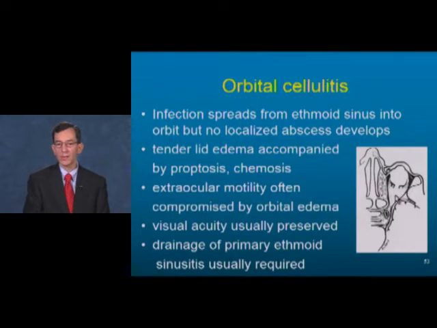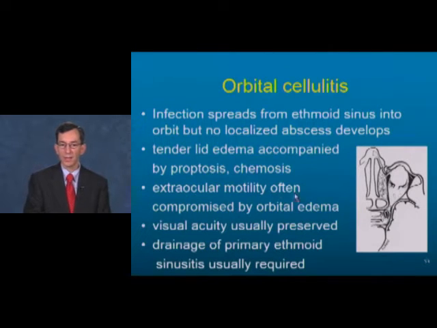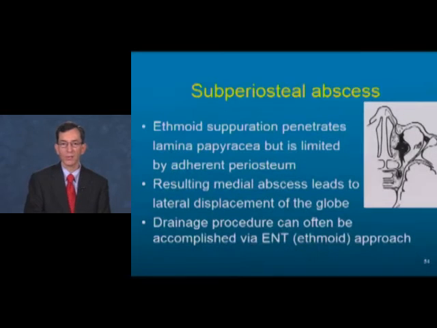And so even though visual acuity is preserved, the patient often presents with diplopia in addition to the other symptoms that this may produce. And this requires drainage of the ethmoid infection. There really is no drainable orbital process here. But these patients are watched with hopes that following ethmoid drainage, the orbital manifestations will improve.